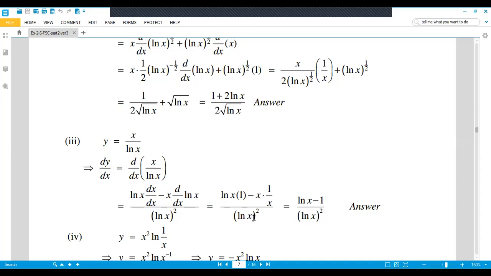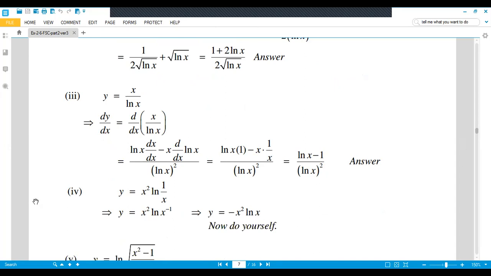So this denominator, natural log of x whole square, you write as it is, this natural log of x as it is, derivative of x is 1, and here minus x you write as it is, and the derivative of natural log of x is 1 over x. So x and x cancel, so you get natural log of x minus 1 divided by natural log of x whole square.